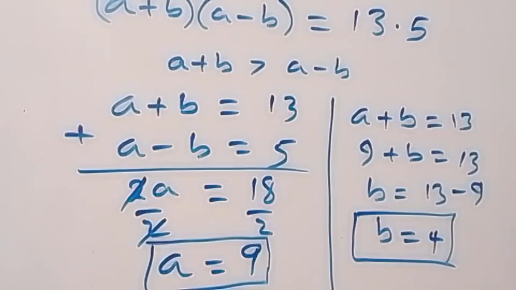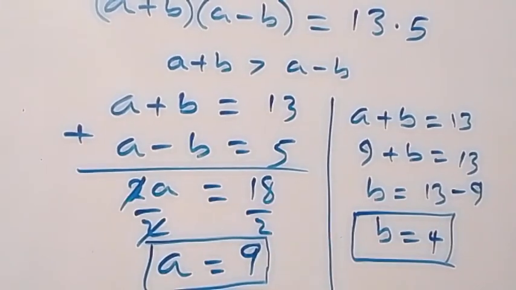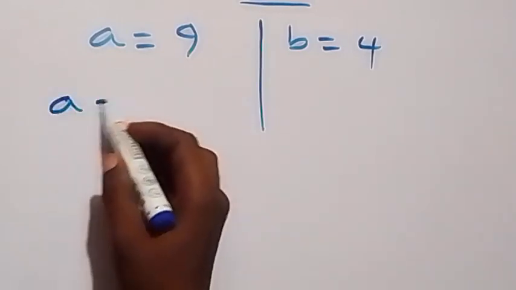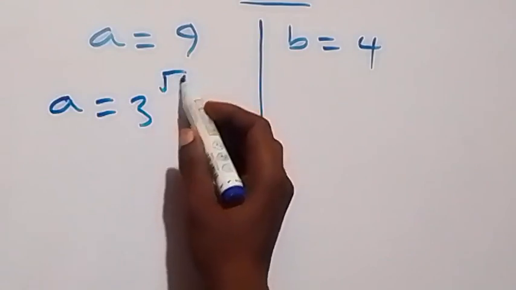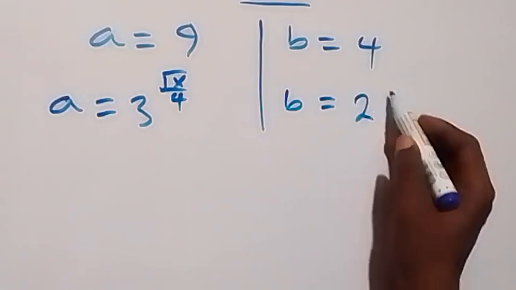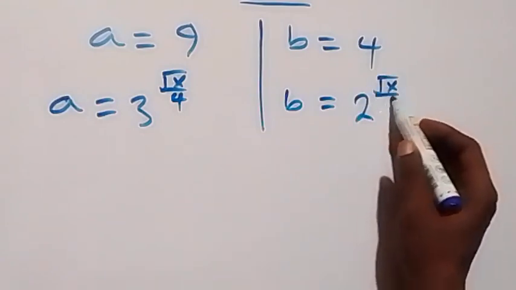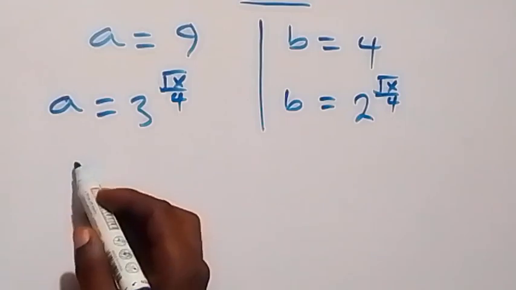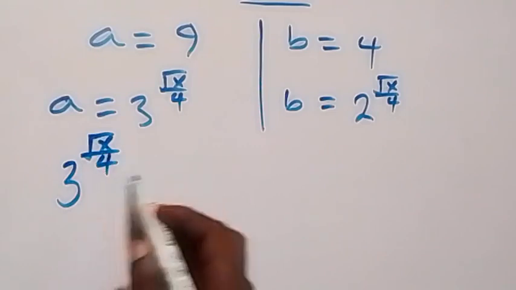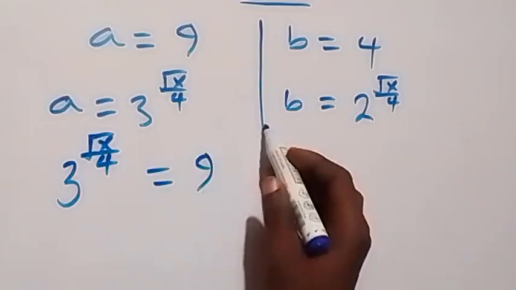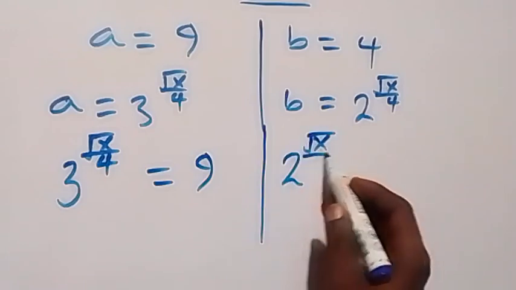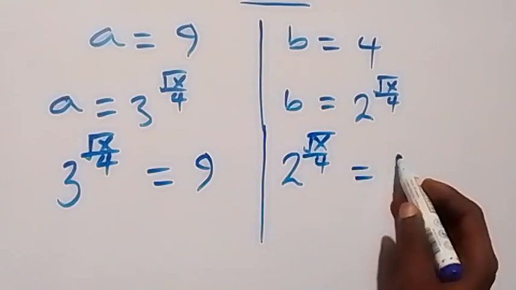Hence, from here, we can recall that a equals to 3 raised to power root x over 4, and b equals to 2 raised to power root x over 4. So by the time we equate this, we have 3 raised to power root x over 4 here, which is a, now equals to 9. And also on this side, 2 raised to power root x over 4, which is b, now equals to 4.